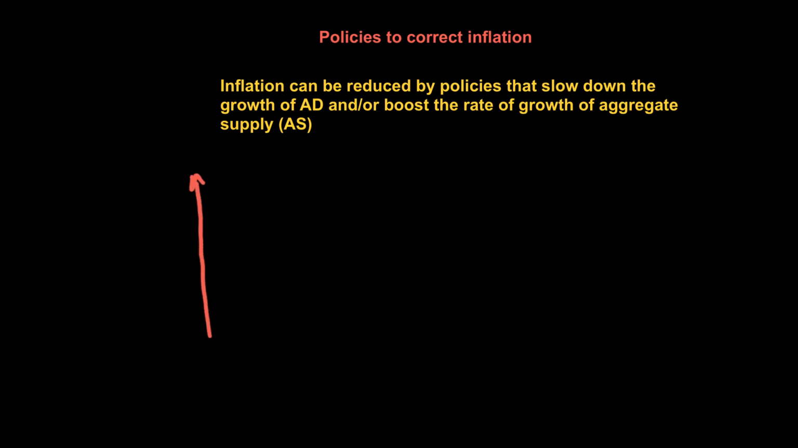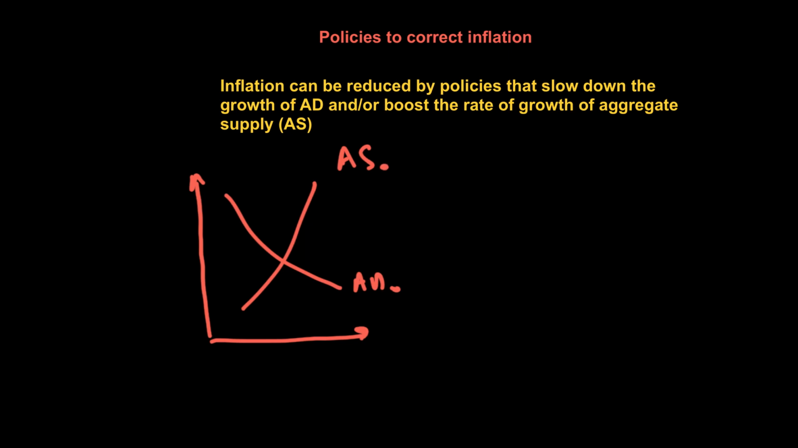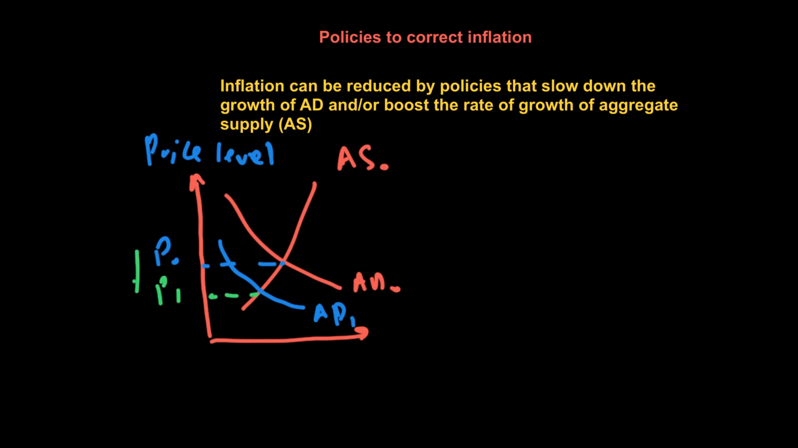One is where we would want the AD to go down. So let's say this is my AD curve right now, and this is my AS curve. I want my AD curve to shift backward from AD0 to AD1. This is basically causing us to have a lower price level. So let's say your price level was P0, now you have a price level of P1. So making AD fall, or reducing or slowing down AD, is one way to go about it.